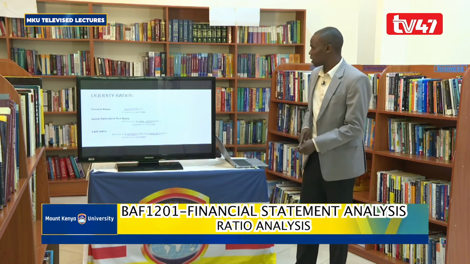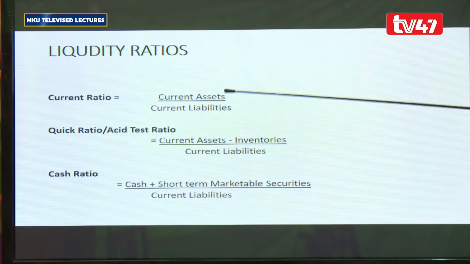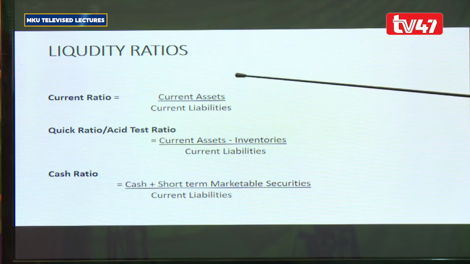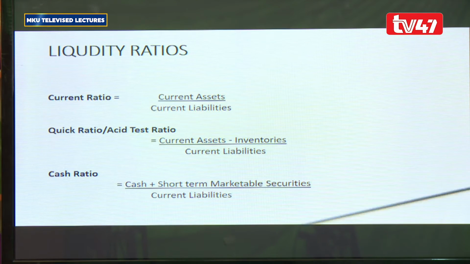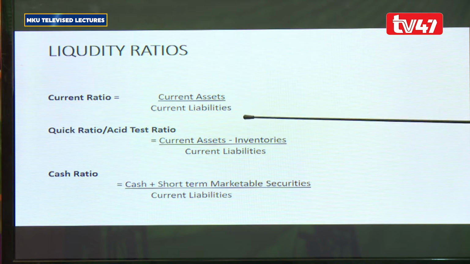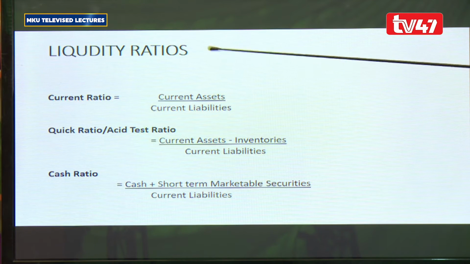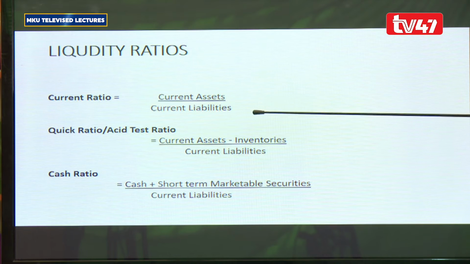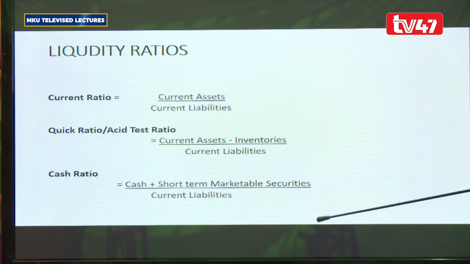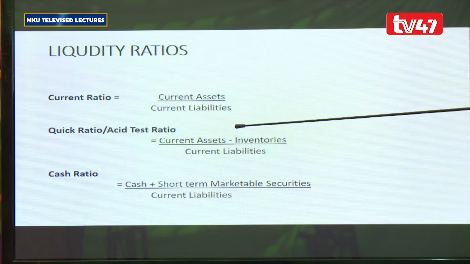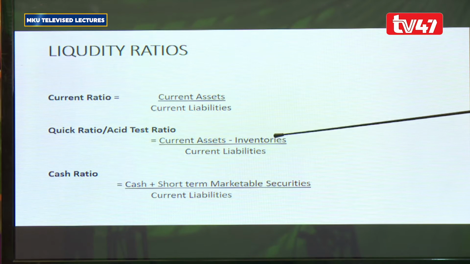One of the liquidity ratios that we are going to look at is the current ratio. It is given by the total current assets divided by the current liabilities. The second ratio is the quick ratio, also referred to as the acid test ratio. In this ratio, you take the current assets minus stock or inventory, then you divide by the current liabilities. Remember, in the current ratio, we took all the current assets and compared them with all the current liabilities. But here, we are not taking all the current assets; we are deducting the inventory.